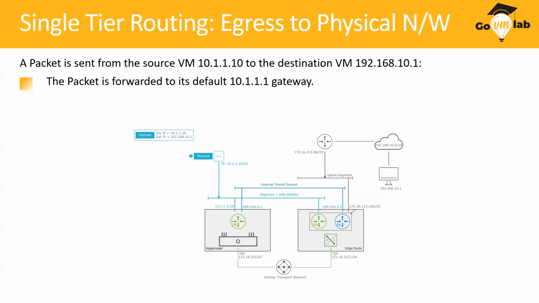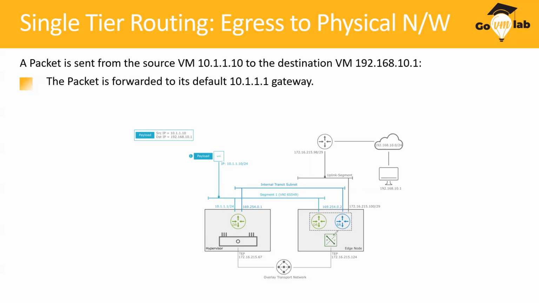Then what do we have here? This is my virtual machine. As you can see, this virtual machine has this IP, and it is connected to one of the segments. This segment, we are calling it segment 1, has a VNI ID 65549. So whenever you create a segment, it will have some VNI ID. This is what we are talking about here.